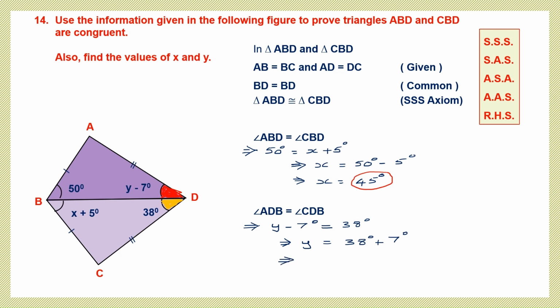So we are going to find the value of y by adding up these two. 38 plus 7 is 45. So we have found the value of y. Y is also 45 degrees. X is 45 degrees and y is also 45 degrees.